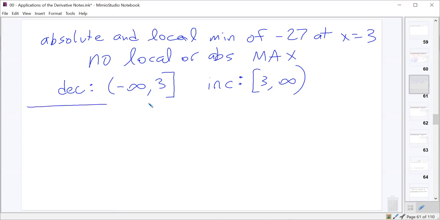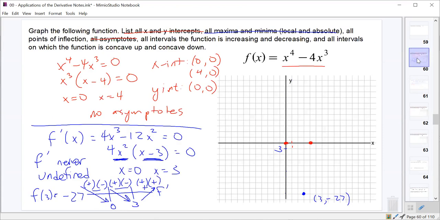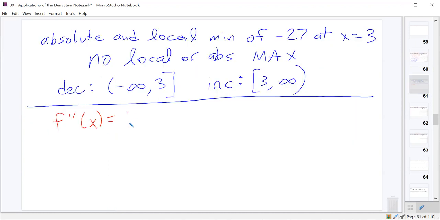So the next thing that we need to do is find our second derivative so we can deal with the concavity. So f double prime of x should be, well, if we go back to what we had for f prime, 4x cubed minus 12x squared. So that derivative should become 12x squared minus 24x using the power rule. And we'll just need to set that equal to 0 and also see when it's undefined. We'll see that f double prime is never undefined, so we don't need to worry about that.